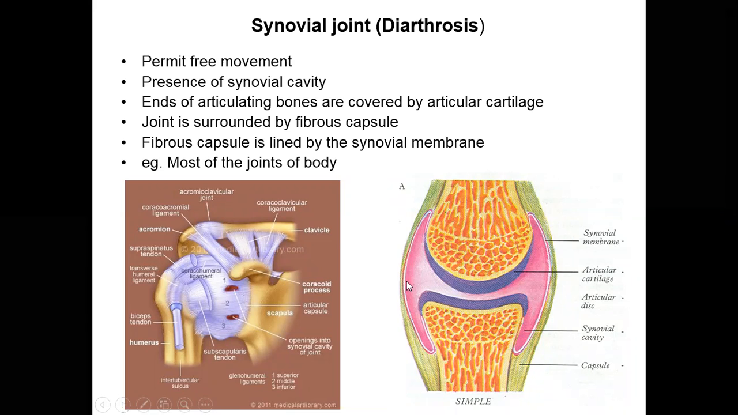Synovial fluid is like white of an egg. How it looks, white of an egg. So it is something like that, synovial fluid. And if you look at the type of joint, the synovial joint can be seen in the majority of the body. Major joints, most of the joints are formed by synovial joints.